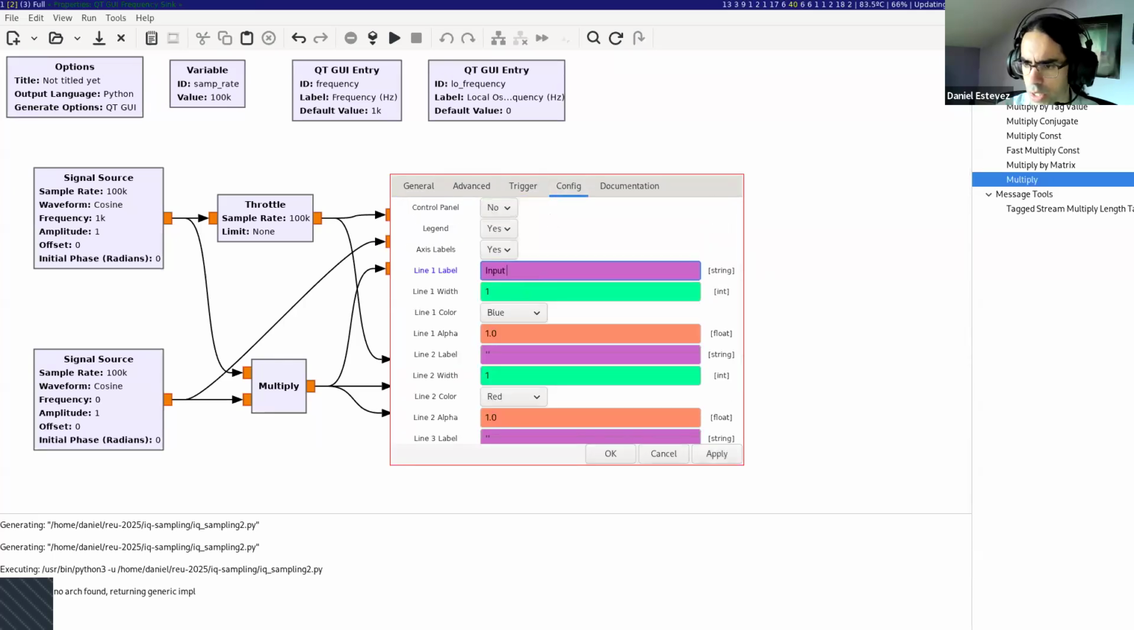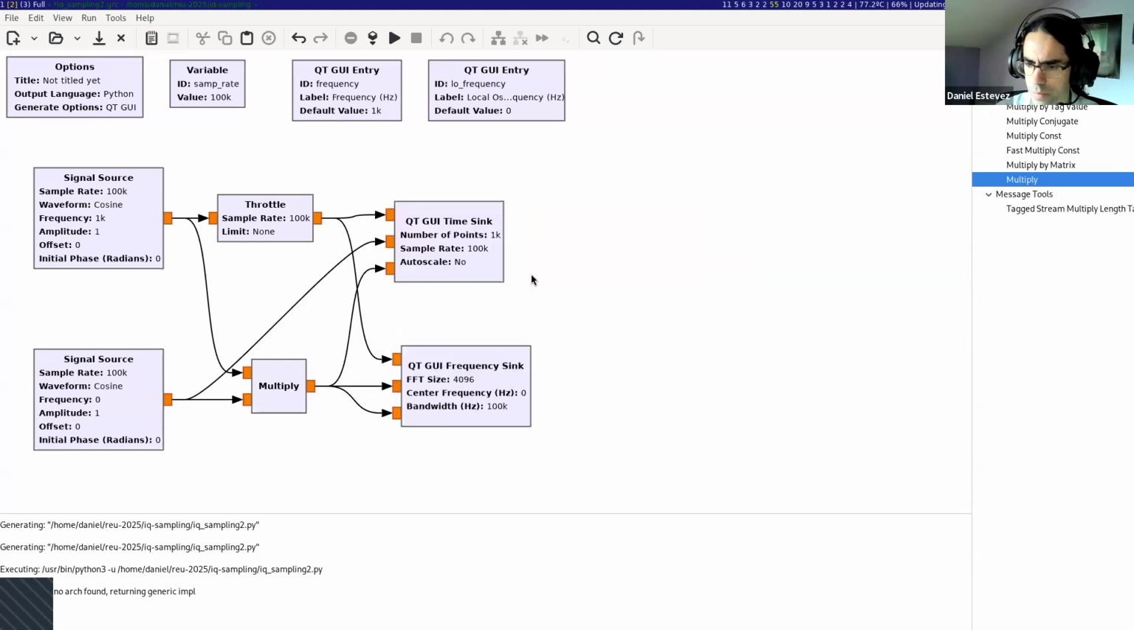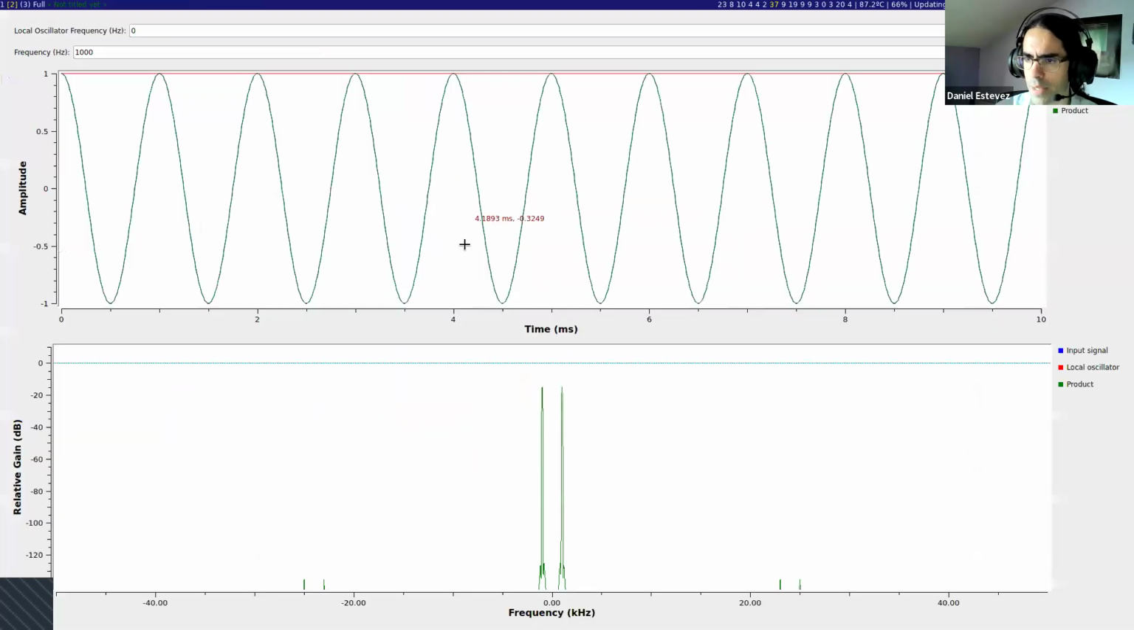So this is input signal, local oscillator, and then product. And now it should be fine. Okay. So I'm going to disable the product for now. It's the green one. By clicking, we can enable and disable. We have the original 1 kHz input signal in blue. We have the local oscillator in red.